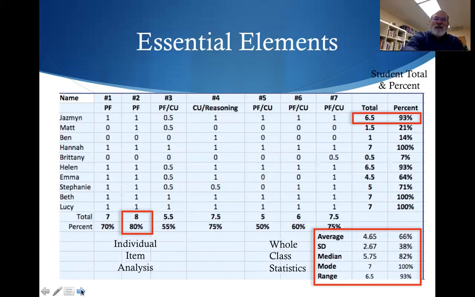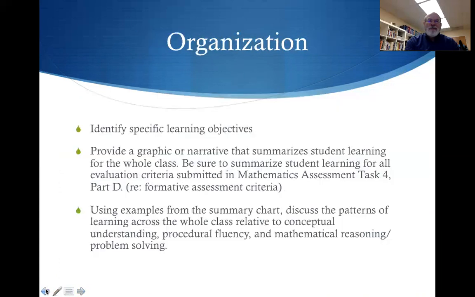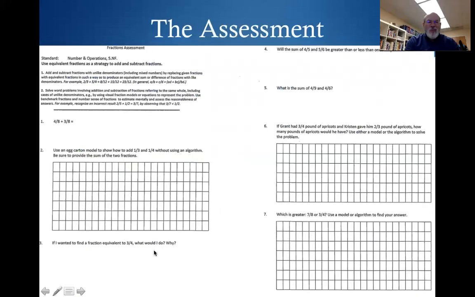And if you notice very carefully at number 3, 1, 2, there's 5 students on number 3 who got half a point. That's an observation you want to make. So here you look at your grade book, then you go back to your exam. Okay, number 3, what did it ask them to do? If I wanted to find a fraction equivalent to 3/4, what would I do? Why? Five students only got half credit.